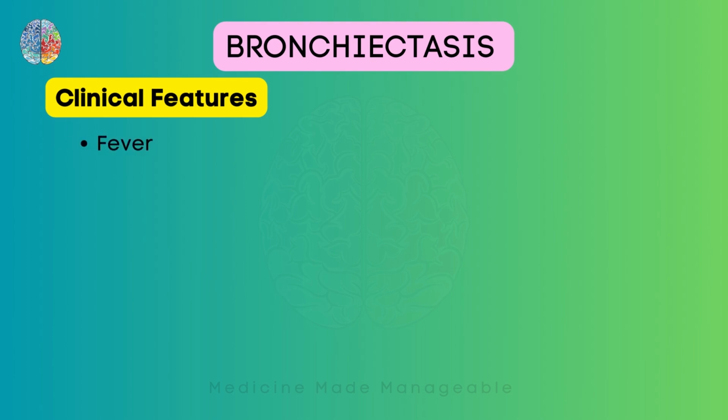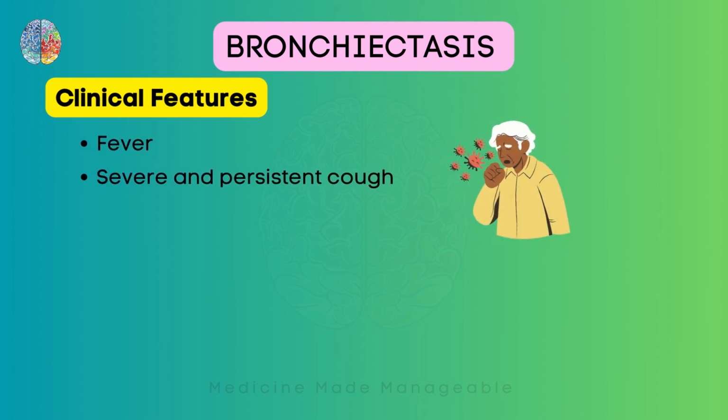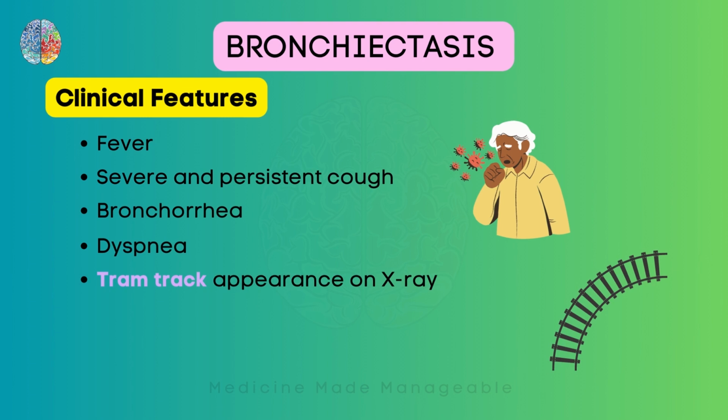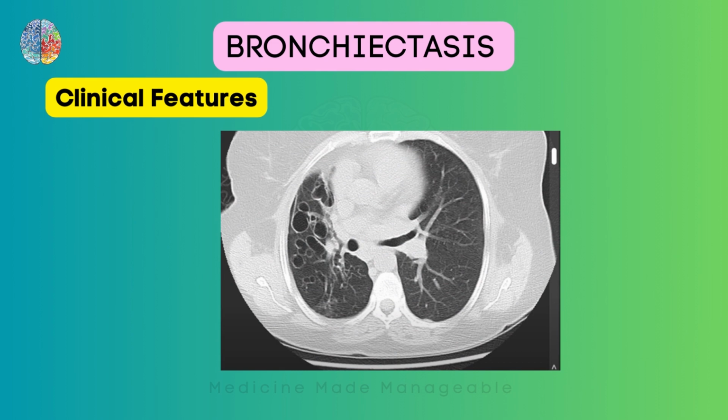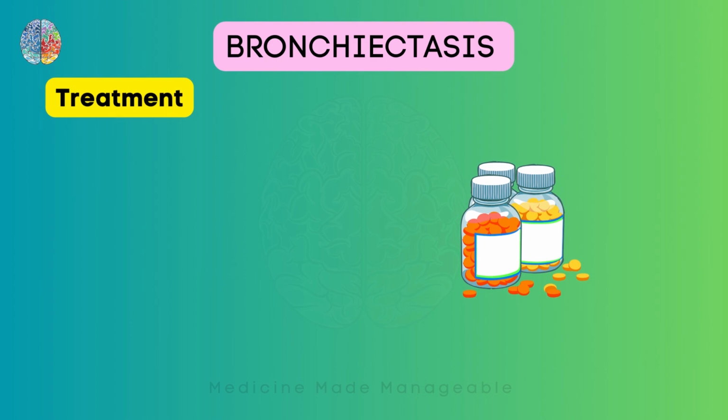There can be fever, severe and persistent cough, bronchorrhea and dyspnea. Also, very important to note, tram track appearance is seen on X-ray. So this is an X-ray and you can see that there is this opacity in this part. This appearance is actually called the tram track appearance. Now in this CT, can you notice something abnormal? You can see these circular structures which are actually dilated bronchi, but compared to the other side, there is no dilation.